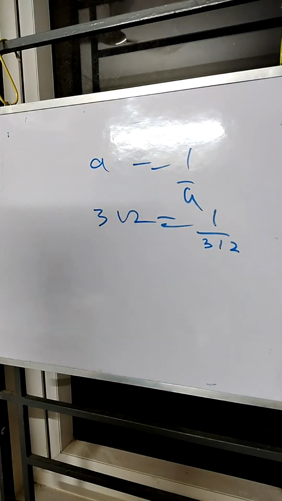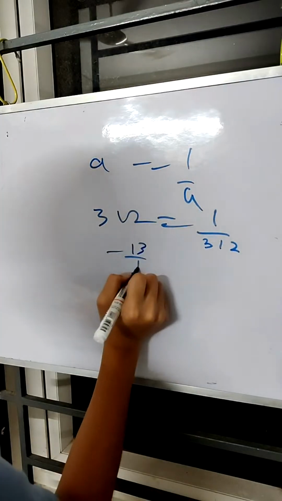Find the multiplicative inverse of minus 1 by 13. The answer is minus 13 by 1.